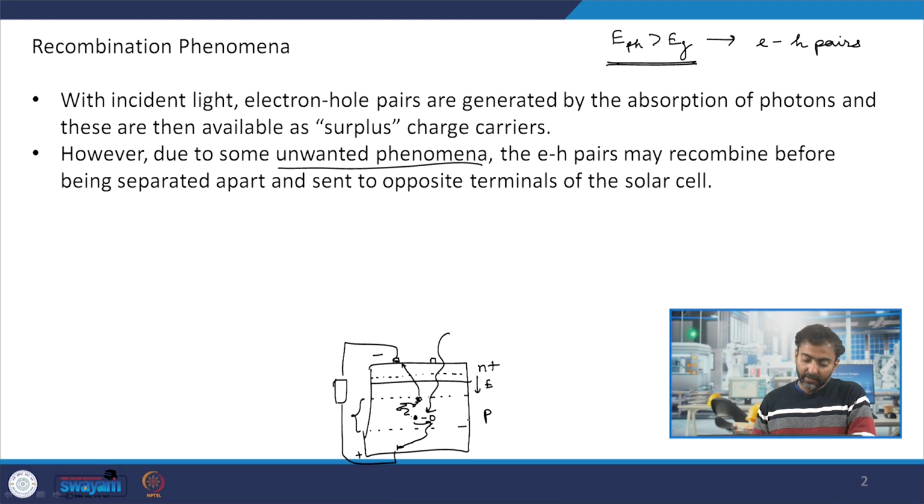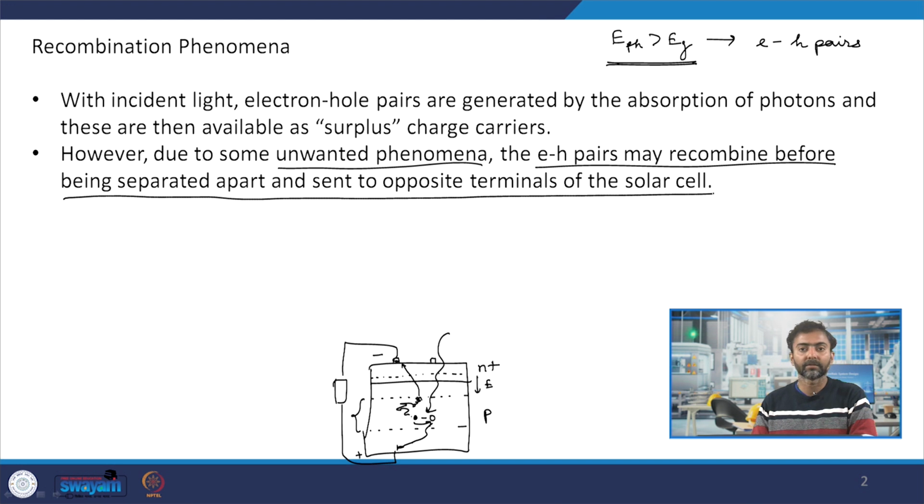So that is the desirable thing, but in this case, as we are discussing, if the electron hole pair recombines before being separated apart and sent to the opposite terminals of the solar cell, that is an undesirable thing, and that is what we are going to study today in detail, why that happens.